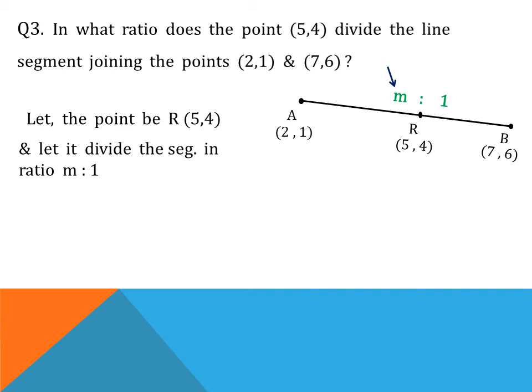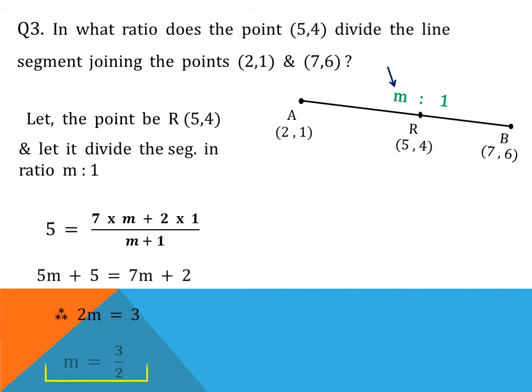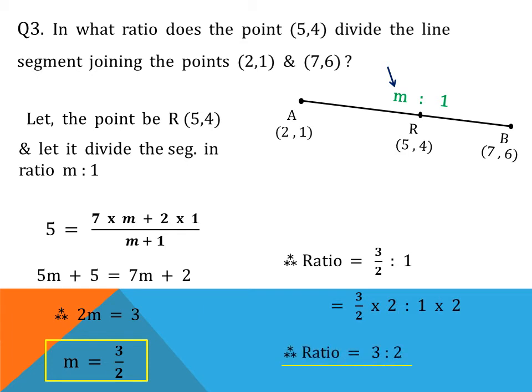So by cross multiplying we'll have 5m + 5 = 7m + 2. After rearranging the terms, we are left with m = 3/2. So the ratio will be 3/2:1. In order to not have a fraction, we'll multiply both sides of the ratio by 2. That will give us 3/2 into 2 is to 1 into 2. So that gives the ratio as 3:2.